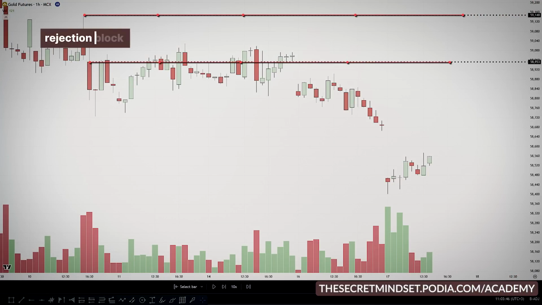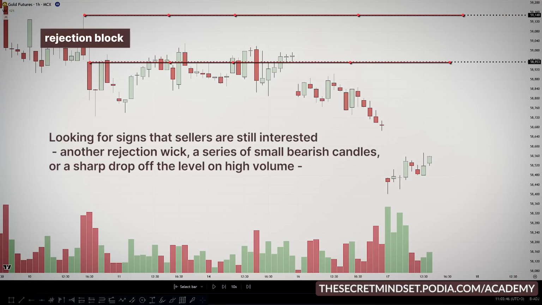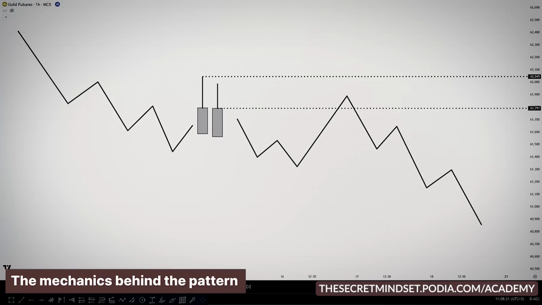When price comes back to test the rejection block, we pay close attention. We are looking for signs that sellers are still interested. This might look like another rejection wick, a series of small bearish candles, or a sharp drop off the level. If we have this confirmation, we short the market when price retests the rejection block and shows signs of respecting it. Let's talk a bit about the mechanics behind the pattern.